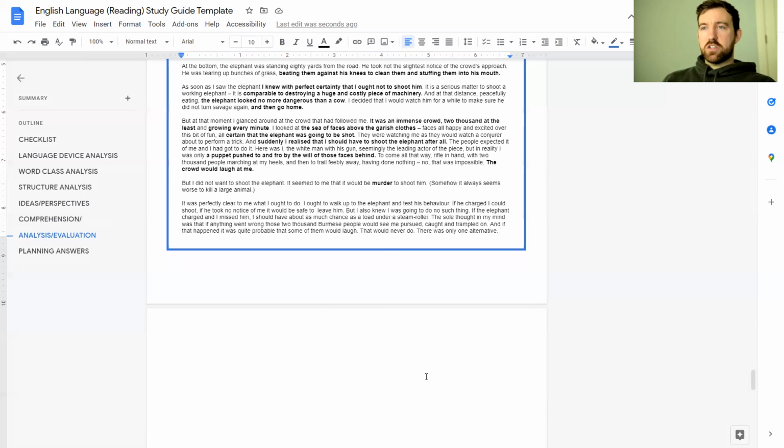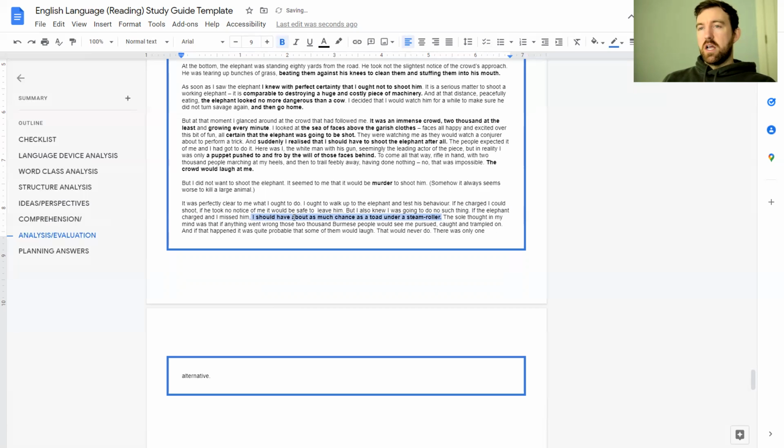"If the elephant charged and I missed him, I should have about as much chance as a toad under a steamroller. The sole thought in my mind was that if anything went wrong, those 2,000 Burmese people would see me pursued, caught, trampled on. And if that happened, it was quite probable some of them would laugh. That would never do. There was only one alternative." And then we're going to leave it there. He does shoot the elephant, sadly. R.I.P. Nelly the elephant.